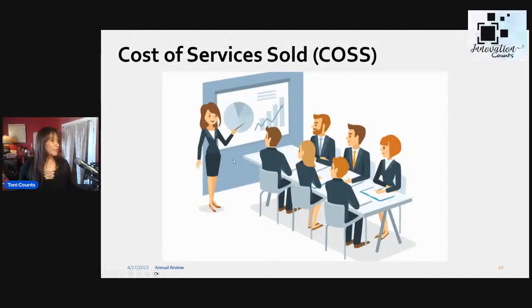So here we have this lady pitching a sales event to a group of people. If she had to rent this room to pitch her sale and also pay for the travel to get to this event, those would be considered her cost of sales for any sales that she generated from this event.